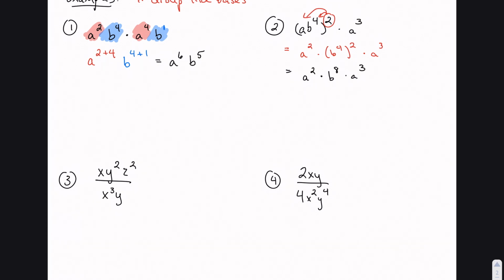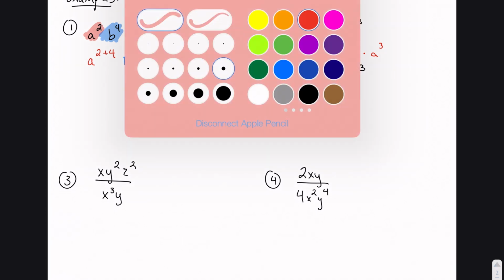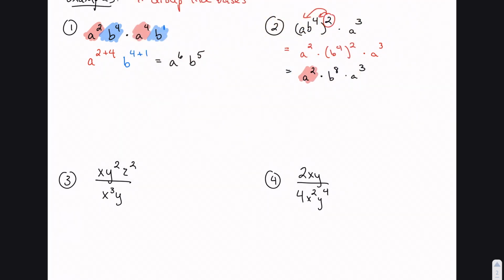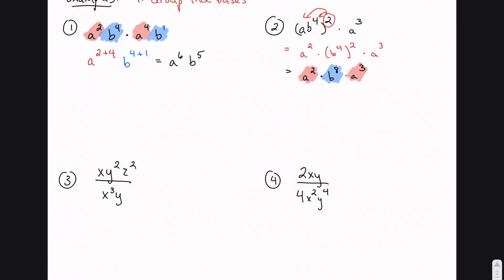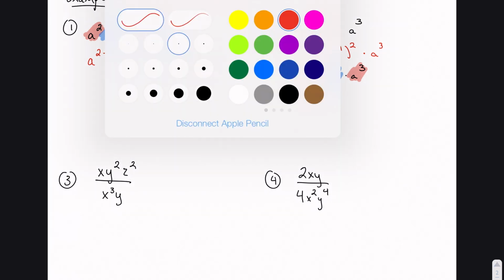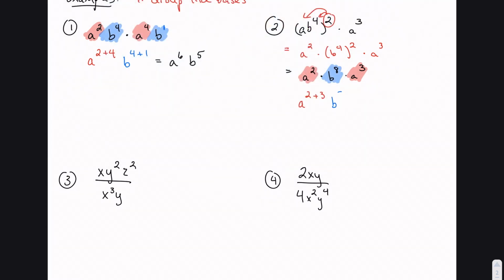And now we have a problem that looks just like the last one we did. So group your like bases: my a's go together, my b's go together, my solitary b goes together with itself. So multiplication means adding powers, so a to the 2 plus 3, b to the 8th, and then I have a to the 5th, b to the 8th. So those are my multiplication examples.